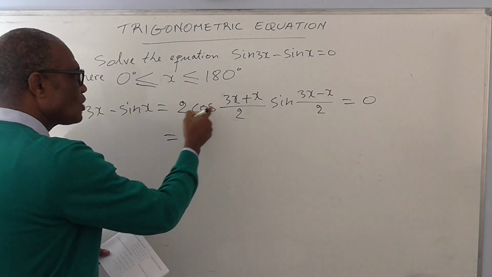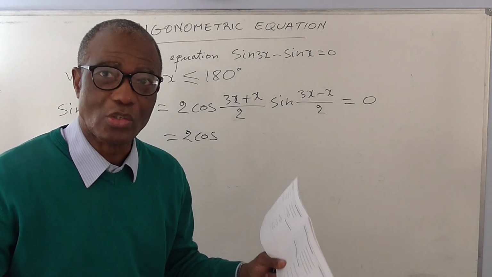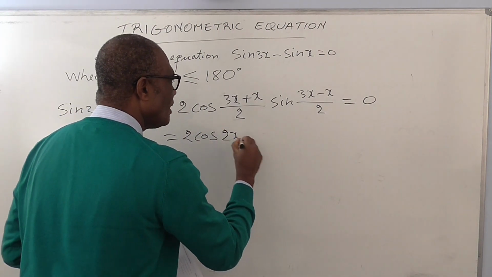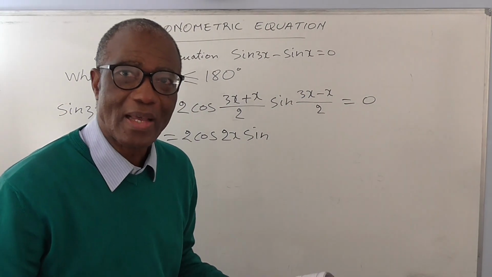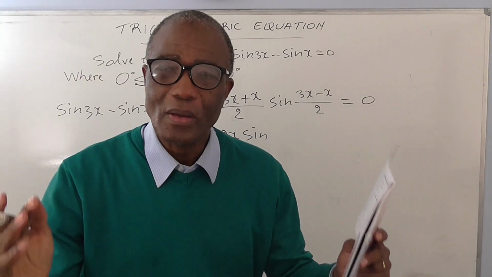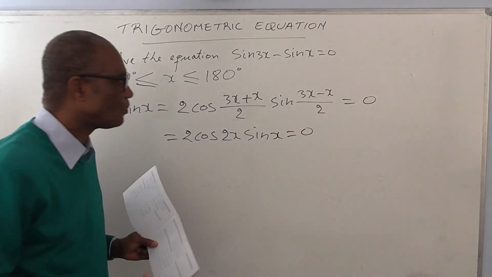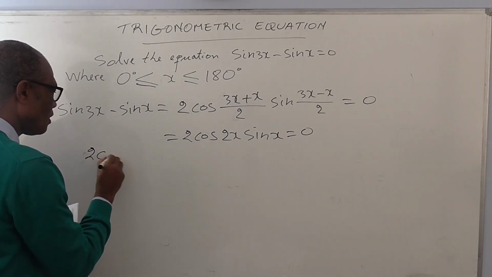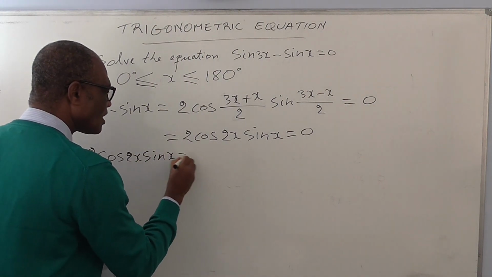Now, this will give what? This will give 2 cos of (3x plus 1x). This is going to give 4x, and 4x divided by 2 we're going to have 2x. And then sine of (3x take away 1x), this is going to give 2x, and 2x divided by 2 we are going to have 1x. So we are going to have 1x equals 0. Okay. So from here, we can write 2 cos of 2x sine of x is equal to 0.